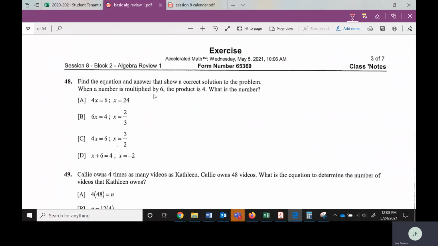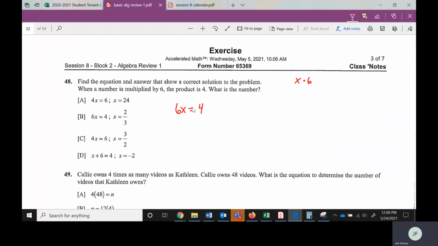What is the number? So here all the answers have an X, so I'll use an X. You could use any variable, but it says when a number is multiplied by 6. Now, you might be used to saying, okay, a number and then multiplied by 6. But in algebra, we don't write it that way. Okay, we have a number multiplied by 6 means they put the number in front. Then it says the product is, product means answer to a multiplication problem. Product is, that's where the equal sign goes, 4. And it says, what is the number?